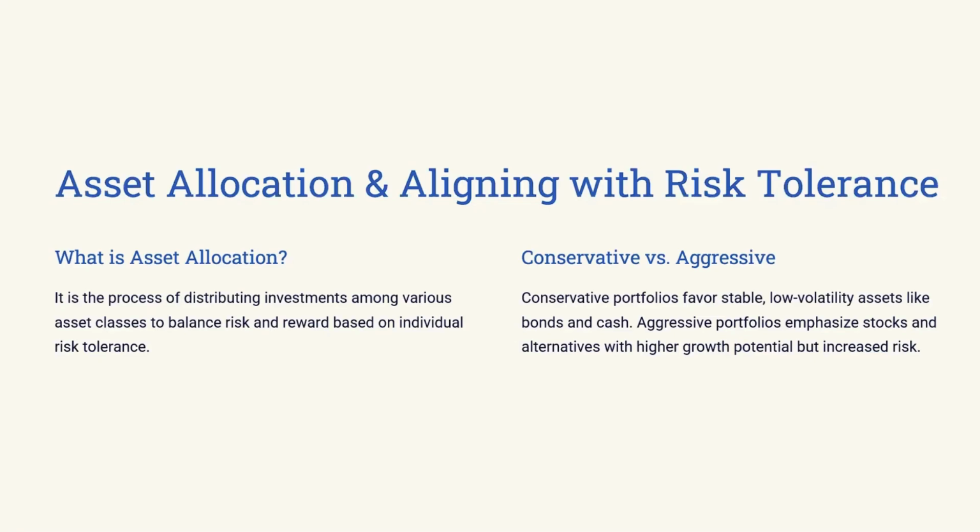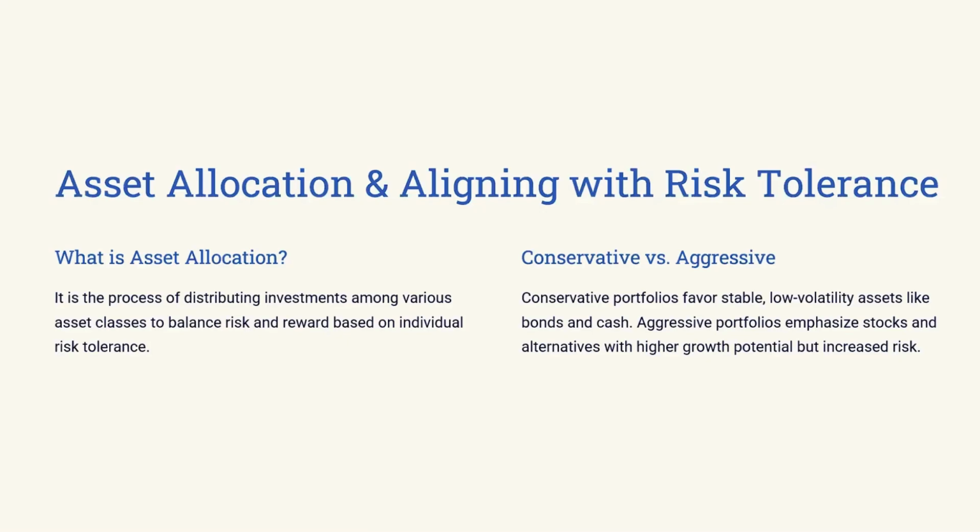So the next point is conservative versus aggressive. Conservative portfolios are designed for investors with a lower tolerance for risk. They typically favor stable, less volatile assets such as bonds and cash, prioritizing capital preservation over high growth. Aggressive portfolios are for investors willing to take on more risk for potentially higher returns. They emphasize assets with greater growth potential like stocks and alternative investments, which also come with increased risk.